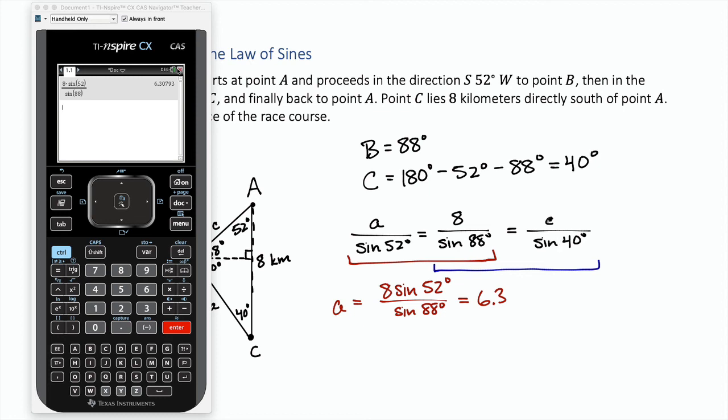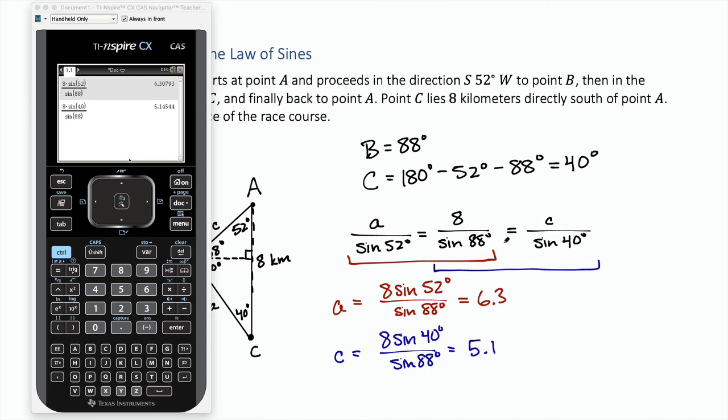And for the second equation, to solve for C, we multiply by sine of 40. So we get C equals 8 sine of 40 degrees over sine of 88 degrees. Let's go ahead and type that into our calculator. I'm going to go ahead and cheat and just copy that and edit it. 8 sine of 40 over sine of 88. And we get C is about 5.1. About 5.1.